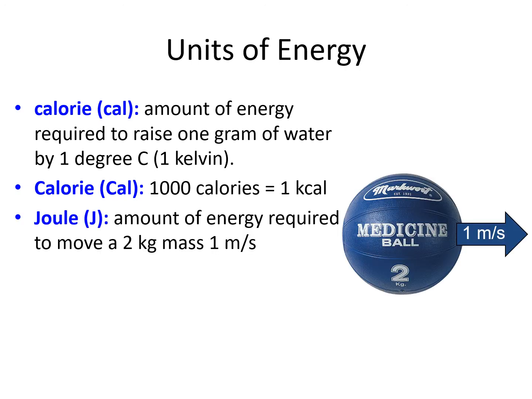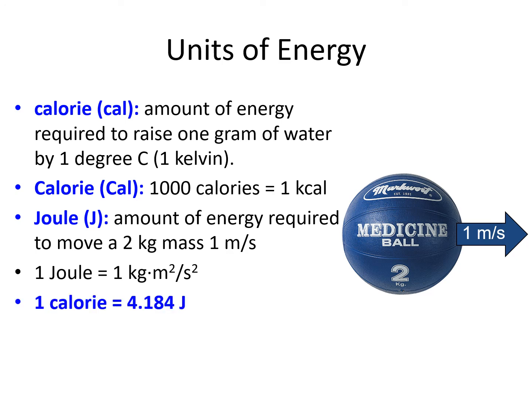Another common unit of energy is the joule. A joule is the amount of energy needed to move a 2 kilogram mass, like the medicine ball in the picture, with a velocity of 1 meter per second. A joule is equal to 1 kilogram meter squared per second squared. You'll see those two sets of units used interchangeably. It depends on whether you want to focus on joules or whether we are dealing with things like masses and velocities, in which case we might end up with units like kilogram meter squared per second squared. The relationship between calories and joules is that 1 little c calorie is equal to 4.184 joules. The joule is about 4 times as big as a little c calorie.